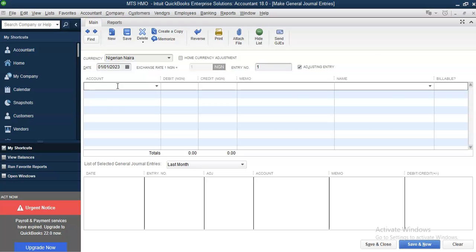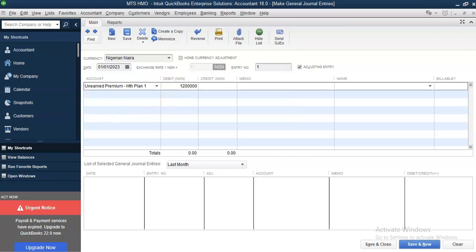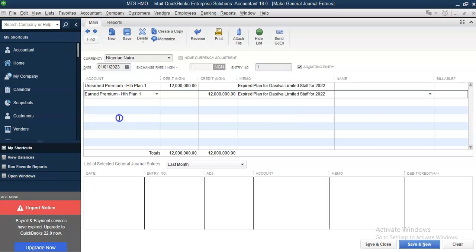Then in this case, I'm going to debit my unearned premium, which is that old 12 million. It's now just my money. But before that, it was sitting in expired plan for Da Silva Limited staff for 2022. Alright, so in this case now, I will credit my earned premium with this same 12 million. That is going by our conventional journal entry we are familiar with from the background of foundation accounting. So this is your debit, this is your credit. So we are debiting the unearned premium to remove that amount now that we are recognizing the revenue because the plan has expired.